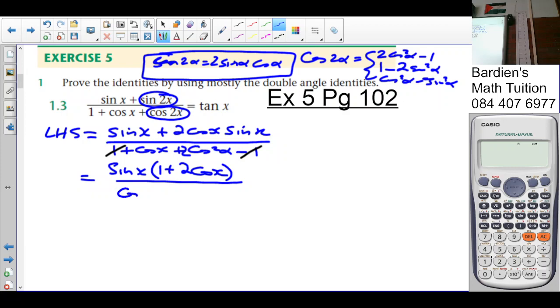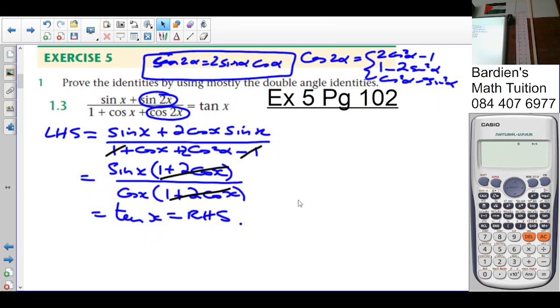Okay? So, what can happen in the denominator? We can take out cos x as a common factor. I'm then left with 1 plus 2 cos x. Now what? You can cancel. So I'm left with sine over cos, which is tan of x, which is equal to the right hand side of the equal sign. Okay? Any problems there? Any problems there, people? No?